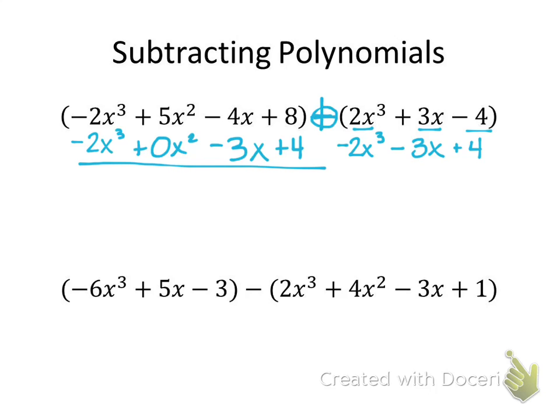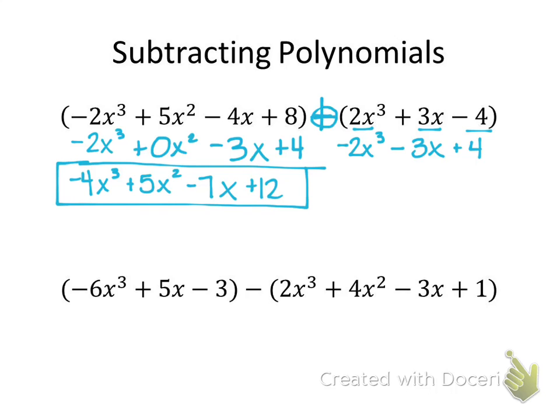Now, I just add. Negative 2 plus negative 2 is negative 4x to the third power. 5 plus 0 is 5x squared. Negative 4 plus negative 3 is negative 7x. And 4 plus 8 is 12. I already know it's in standard form, so that is my final answer.